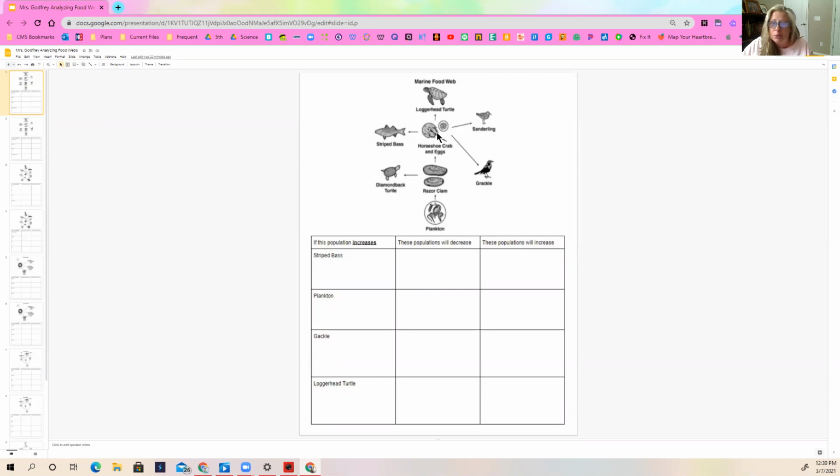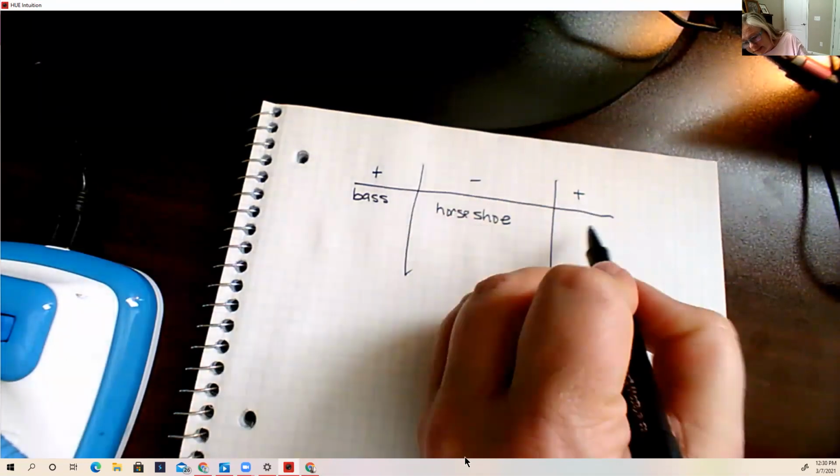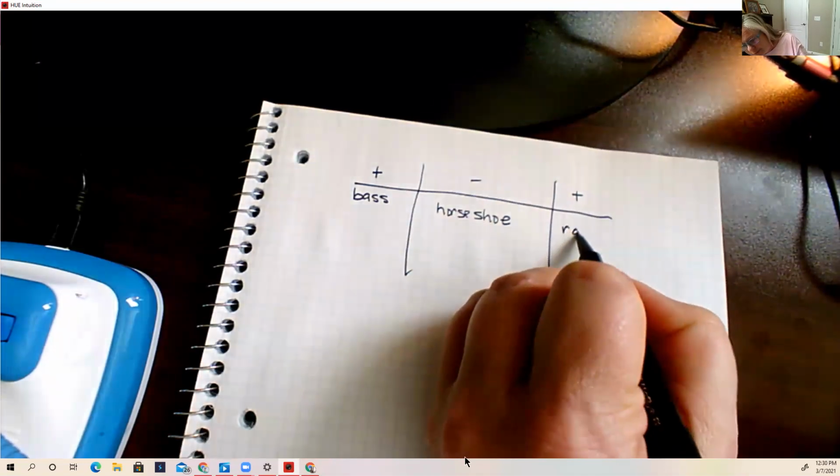So if the horseshoe crab decreases, that means there'll be less of them. So then what that means after that is that the razor clam will increase, right? If you have more of these, then you'll have less of these. And ultimately, because there are fewer of these predators, then you're going to have more razor clams. So the way that looks on your paper is just to come over here to the increase again and say that the razor clams will increase.